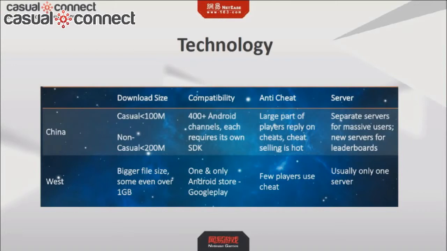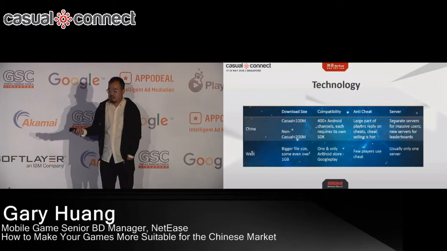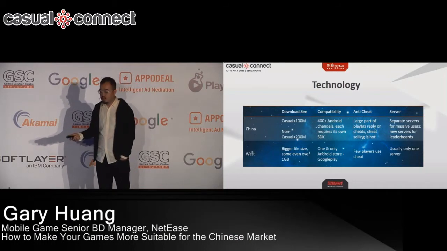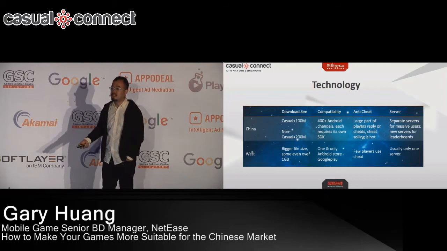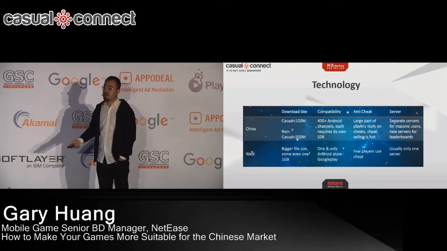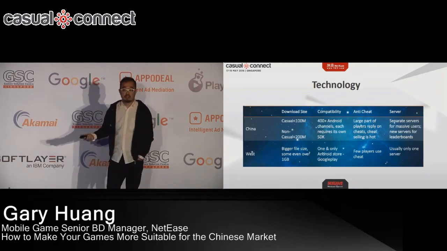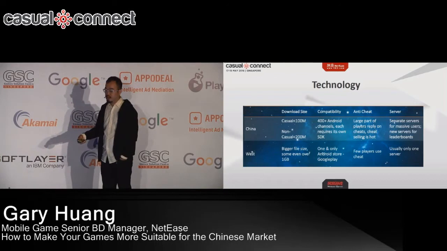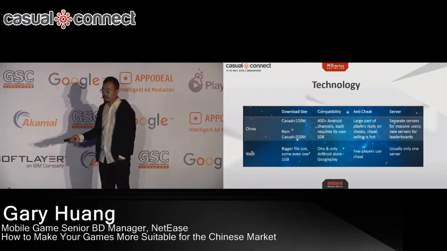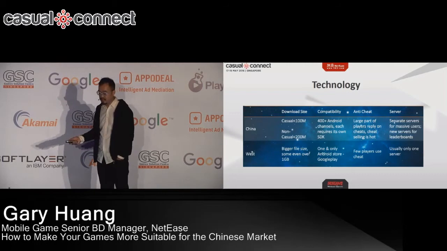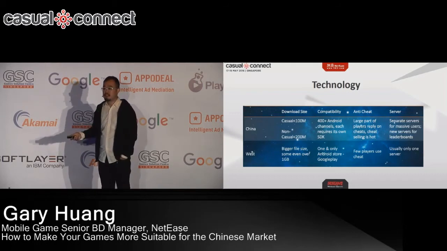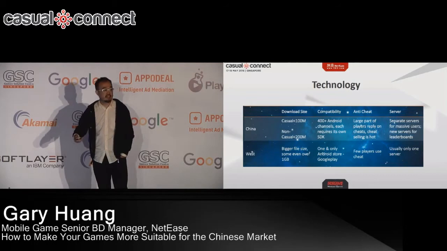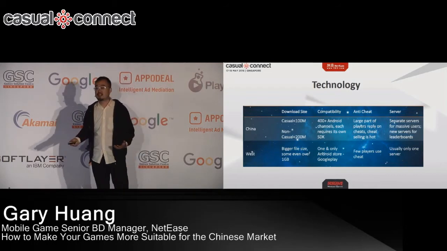And about anti-cheating. In China, players are, I would say, pretty good at finding loopholes in your games. So if you cannot respond and fix your bugs as quickly as possible, you may lose some money. And when it comes to servers, they prefer separate servers. That means you can build different leaderboards for them. They can compete with each other in different servers.